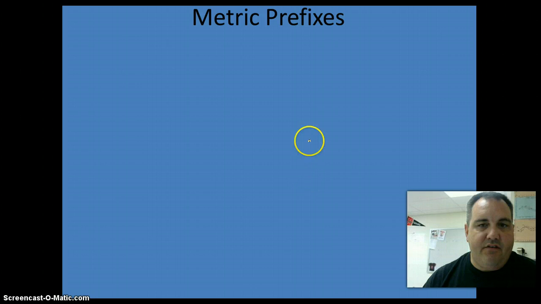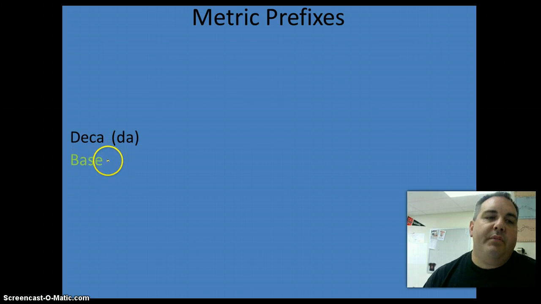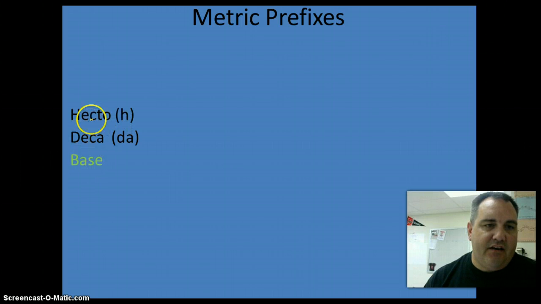So looking at the prefixes, you have your base unit. So again, this is grams, liters, meters, whatever. One bigger, one step up, but remember each step is worth 10, is deca. Okay, so a base unit, it requires 10 of them to equal 1 deca. If we go up another one, hecto, since it's 2 spots, it's 10 times 10. So it takes 100 base units to get to a hecto.